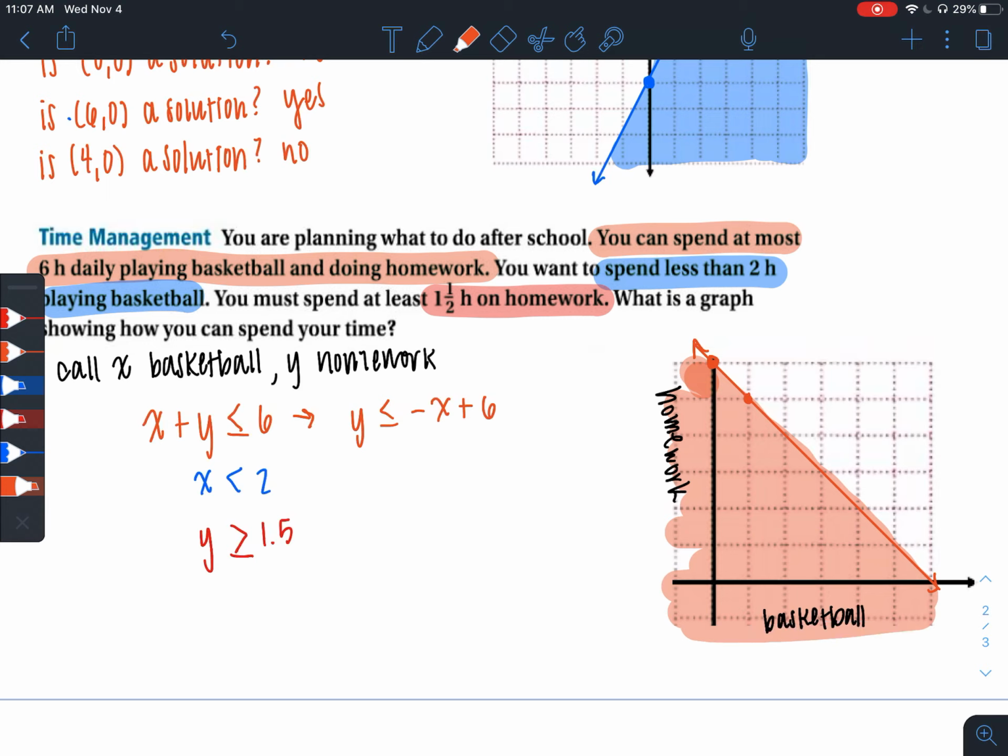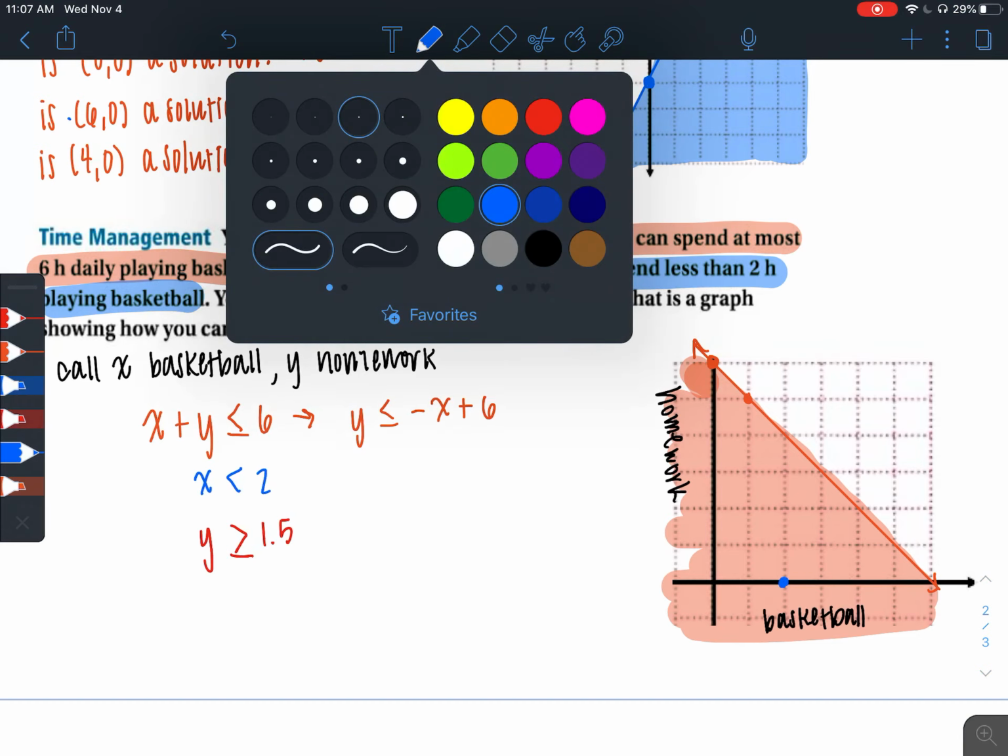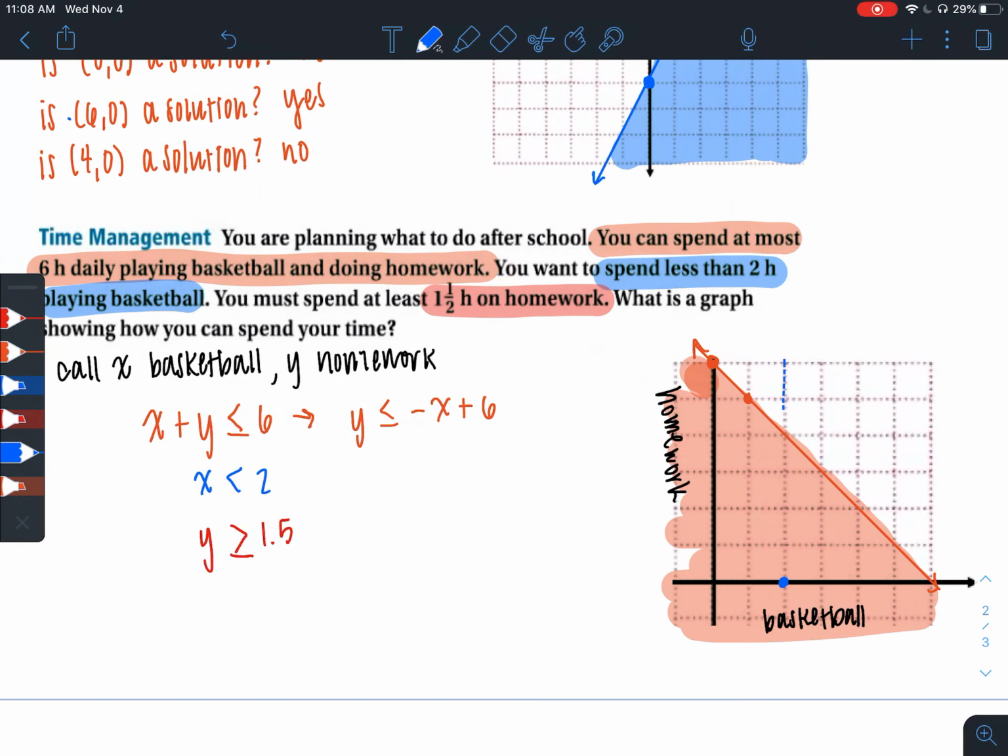Okay, then X is less than 2. So here's my X equal to 2. And I want it to be a dotted line. So there's that. And I need X to be less than. So less than is going to be to the left over here. Okay, then finally Y is greater than or equal to 1.5. So here, I think I did, no, we're good. 1.5 is here. And I need it to be equal to, so solid line, and it needs to be greater.